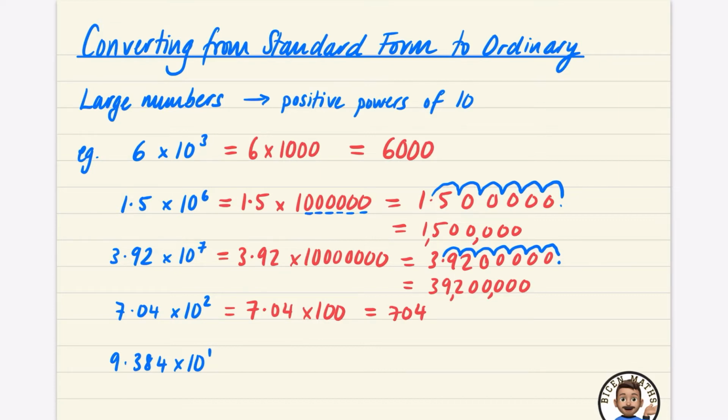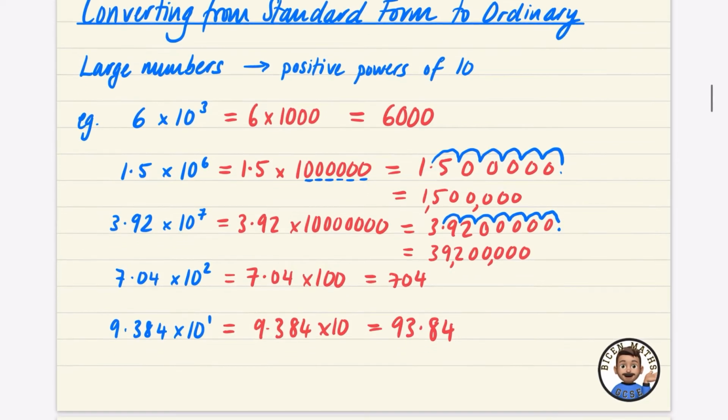And this 9.384 times 10 to the power of 1, that's just 9.384 times by 10. So that decimal point is just going to jump 1 space, from between the 9 and the 3 to between the 3 and the 8, so we get 93.84.